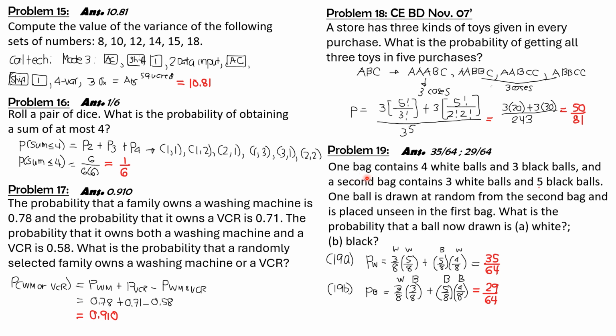Problem 19. One bag contains 4 white balls and 3 black balls, and a second bag contains 3 white balls and 5 black balls. One ball is drawn at random from the second bag and is placed unseen in the first bag. What is the probability that a ball now drawn is white, then black, then letter B, black?